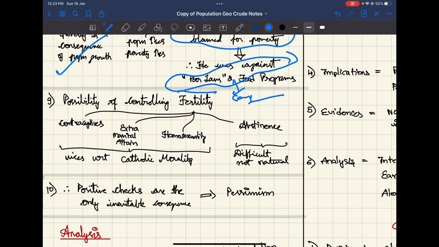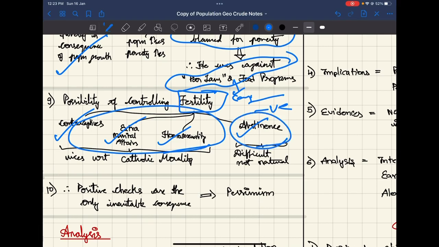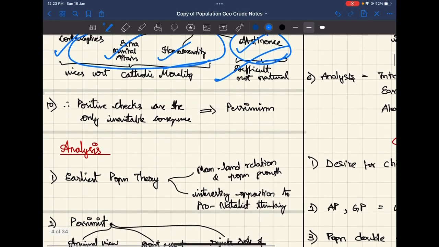To control fertility, there are other possibilities like contraceptives, extramarital affairs, homosexuality, and abstinence. These are the negative checks. According to him, these are immoral and very difficult. So positive checks are inevitable. Because of all this, he is called a pessimist.